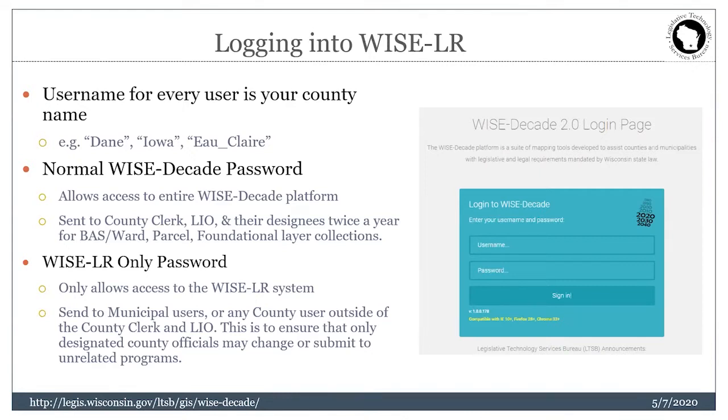So we want to make sure we isolate certain groups of people from certain sections of the system. We want to make sure just the GIS folks, the county folks are the ones accessing and submitting data to us for parcel projects and WLAP programs and whatnot. And then everybody else has access to the parts they need for WISE-LR. So therefore, there's a WISE-LR only password that you can feel free to distribute to your municipal users and other county users you have within your county government. This WISE-LR only password is a simple password that will only let you access the WISE-LR system.